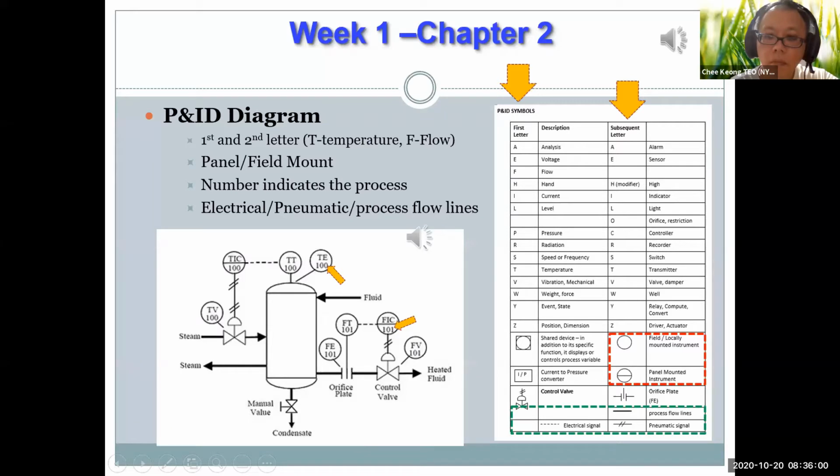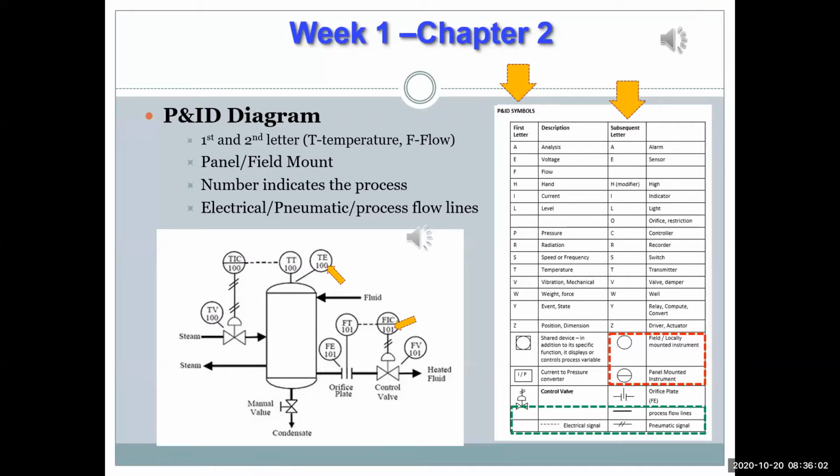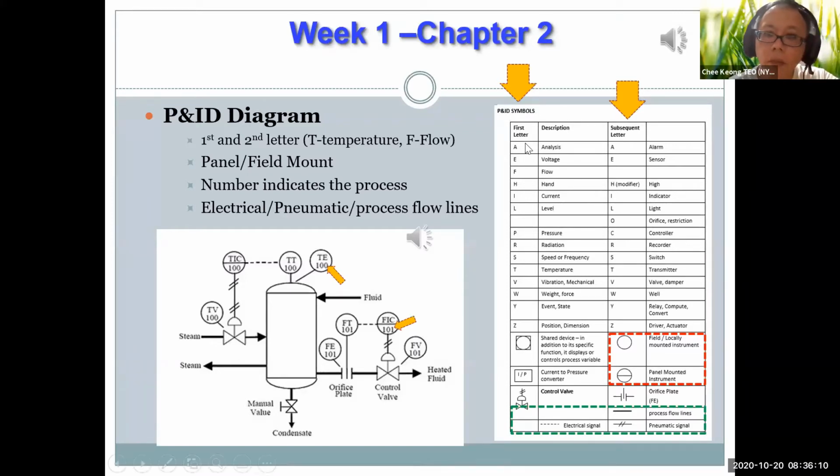Lines are drawn for electrical signals. Pneumatic signals and process flow signals are represented by different styles. So in short, this row represents the first letter. The first letter here, for example, is F. You can see F here, right? F means flow.